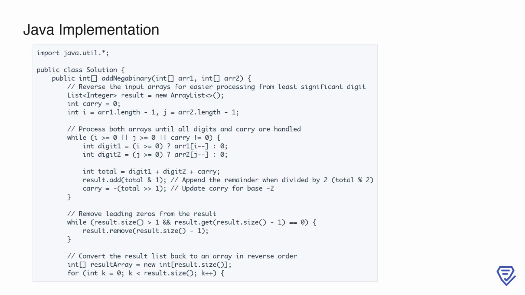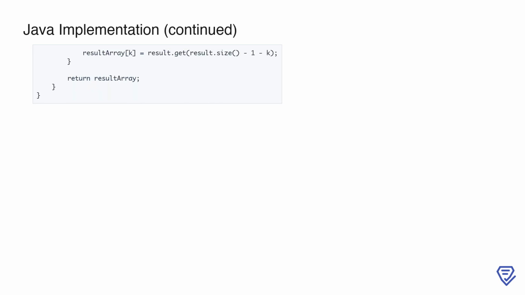The carry is updated using the formula -total/2, which adjusts for the negative base of the number system. After processing all the digits and the carry, we handle any leading zeros in the result list. This is done by repeatedly removing zeros from the end of the list until only meaningful digits remain. Once the list is cleaned up, we convert it back into an array, reversing the order since the digits were appended from least to most significant.